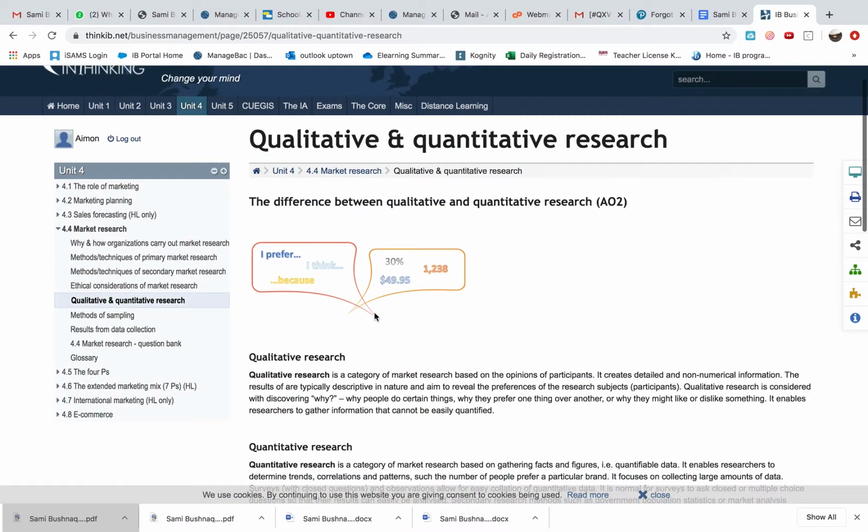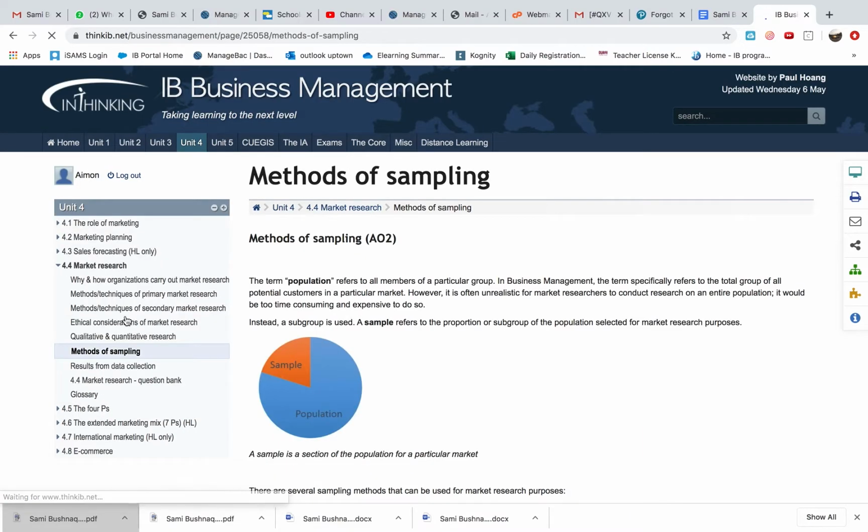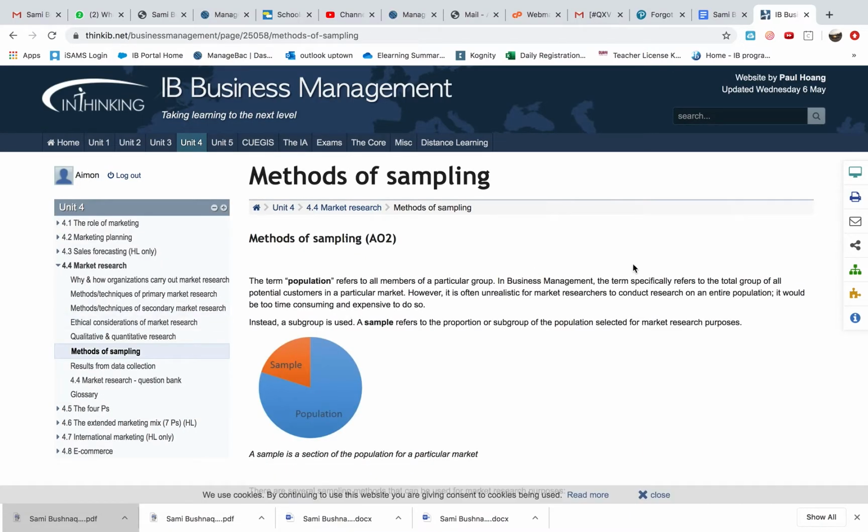And that's just the truth behind it. So let's talk about sampling methods, because this is really important. We've already talked about you need a significant number of people to get an accurate figure for market research, right? The term population is every member of a certain group. So in business management specifically, you're referring to the total group of potential customers in that market. So if you're looking at soda, you're looking at every soda drinker is your entire population.